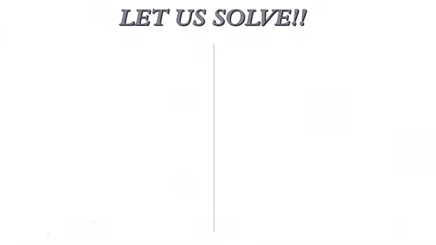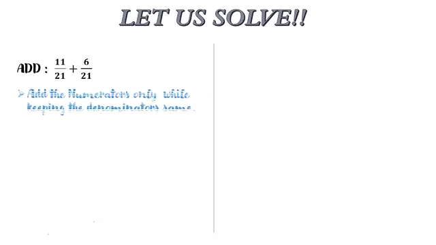Let us solve some examples, students. Here we have to add a pair of like fractions 11/21 and 6/21. We remember that we have to only add the numerators while we keep the denominators same. So here we'll be just adding 11 and 6. So what do we get? We get 17 as the sum in the numerator and the denominator remains same.